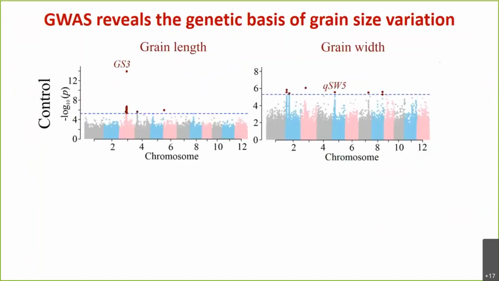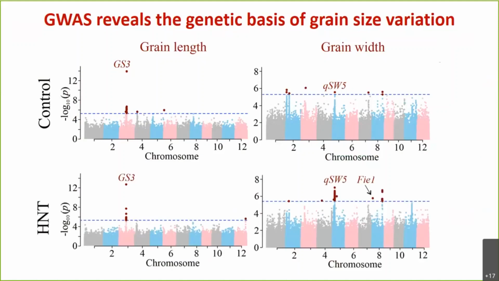So if we just look under the control conditions, we validated our results from the previous findings that we found the most significant peak for grain length, which is GS3. And it's well known that this particular gene is an extremely important contributor for controlling the grain length. And then another significant peak for grain width was detected at chromosome 5. And this region, seed width 5, has also been reported to be a great controller of grain width in rice. So not to our surprise, these two significant SNPs we also detected under high night temperature conditions.